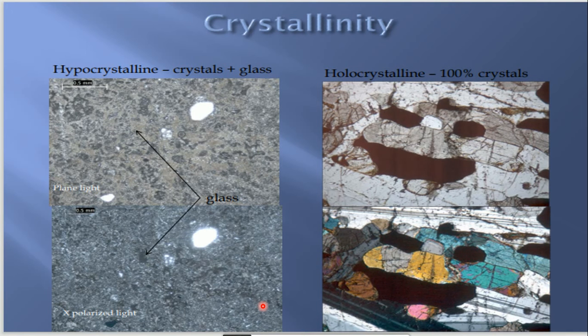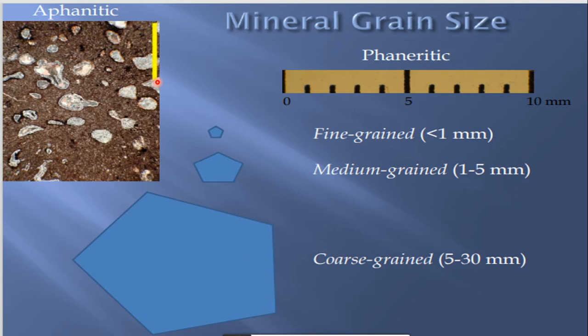Crystallinity. Hypocrystalline is a combination of crystal and glass. From this thin section picture, you can easily see that glass and crystals are both present. Holocrystalline is 100% crystal. You can see the entire thin section is covered with crystals. Aphanitic texture we cannot see with the aid of the human eye. And mineral grain size for phaneritic texture we have discussed.